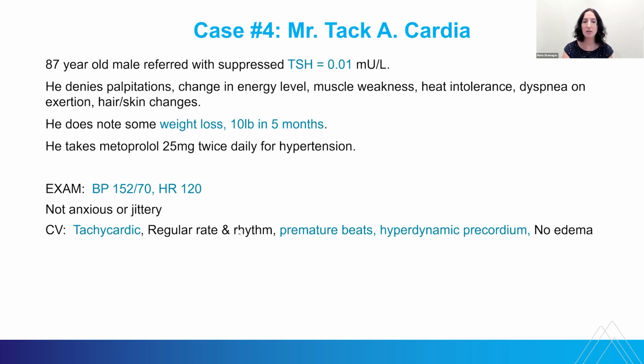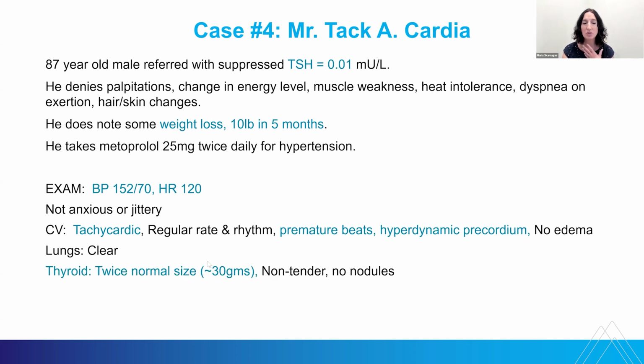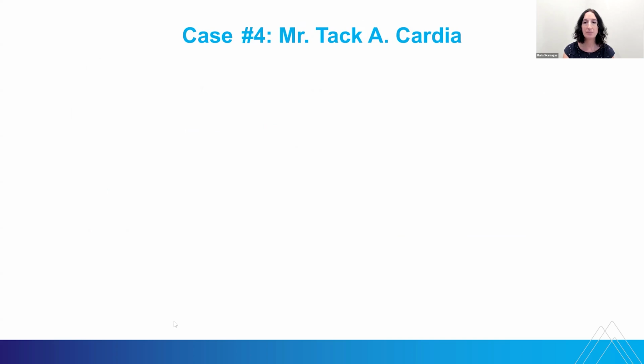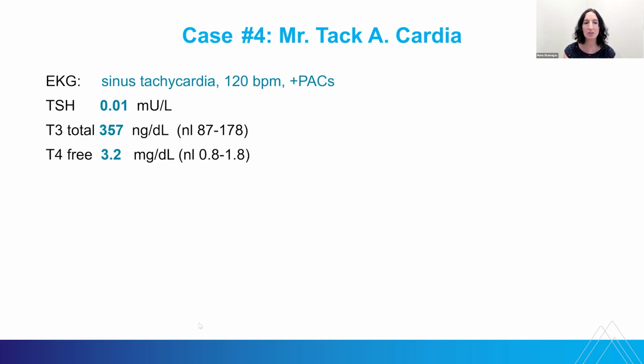He is tachycardic. He has a regular rate and rhythm, but with some premature beats and a hyperdynamic precordium. He has no edema. Thankfully, he has no crackles on lung exam. His thyroid gland is twice normal sized, non-tender. His eye exam is normal. He has no lid lag or stare, and he has no dermopathy on his shins. His reflexes are brisk. On his EKG, he has sinus tachycardia at 120 beats per minute and premature atrial contractions.